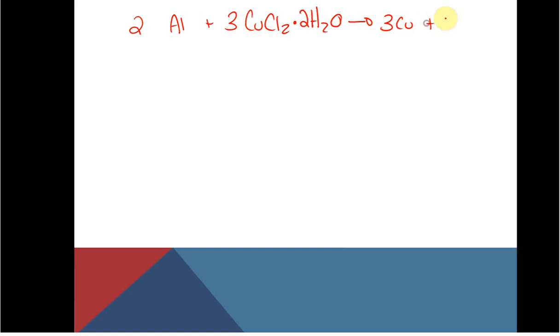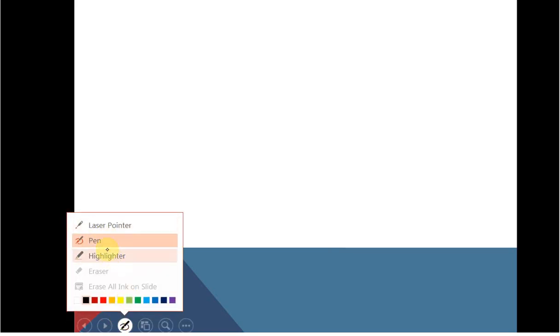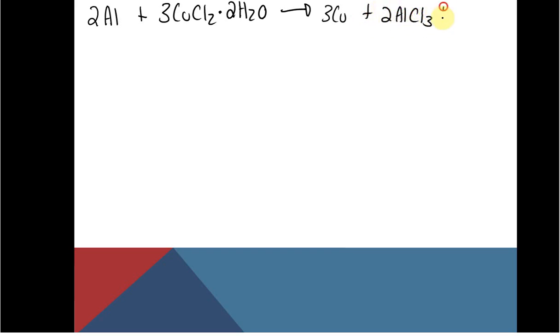We give you the balanced equation in your pre-lab, and that is nice because most of you haven't dealt with hydrates before. I should have written smaller. Let's start that over again. Okay, we're going to have 2 aluminums reacting with 3 copper 2 chloride dihydrates, and that's going to react to produce 3 copper solids plus 2 aluminum chlorides plus 6 waters.